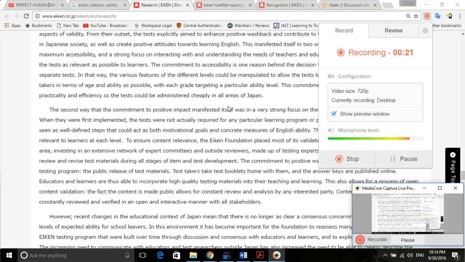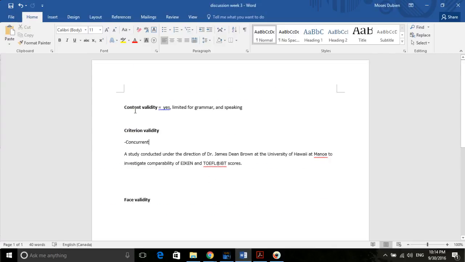Again, the test I'm going to be looking at for this week is the Eiken test, which is very popular in Japan, and I've already covered in my previous posts. So looking here, I'll be looking at content validity, criterion validity, and face validity. These three points are found in our textbook, in Hughes' textbook.